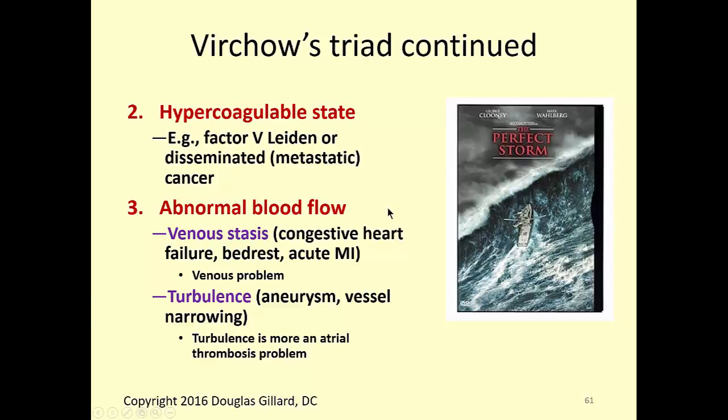Abnormal blood flow is the next one. So you have to have chronic venous stasis. And what can cause chronic venous stasis? Did I not list the best one? Chronic venous insufficiency. The valves are shut. Other things: congestive heart failure, bed rest, MI, venous problems. And then another one, although this is more on the arterial side, turbulent blood flow. So you can get an aneurysm, vessel narrowing, that can cause pockets of really slow moving blood, and they can clot. Although I did say it right there, turbulence is more an arterial problem.